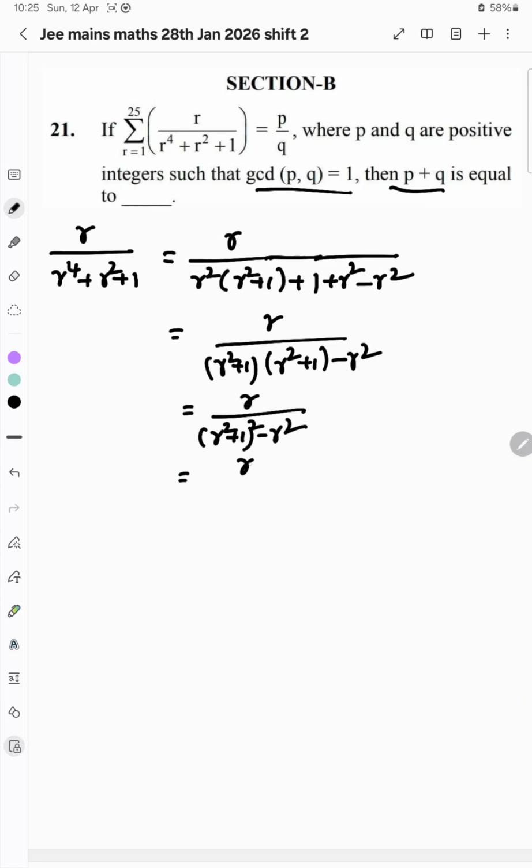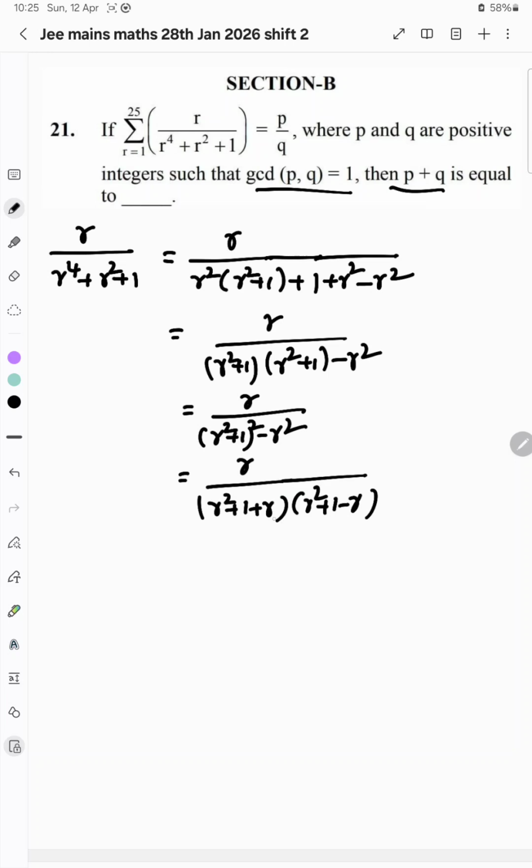Now how can you write this one? r by a square minus b square formula we can apply, then we will get r by r square plus 1 plus r into r square plus 1 minus r. Okay, a square minus b square formula we applied.